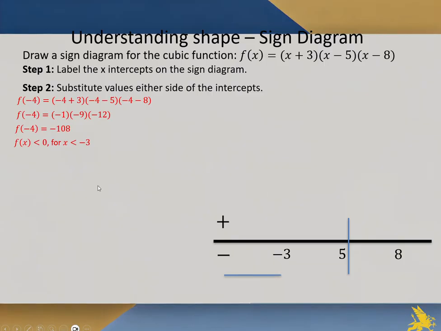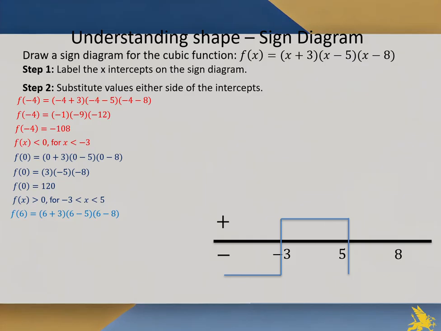The next part is we look at between -3 and 5. I thought 0 would be easy to do, so I don't need to solve it. I just really need to go positive times a negative times a negative is a positive. And I've got a positive 120 here. That means between x is -3 and 5, I'm dealing with my f(x), my y, being greater than 0.